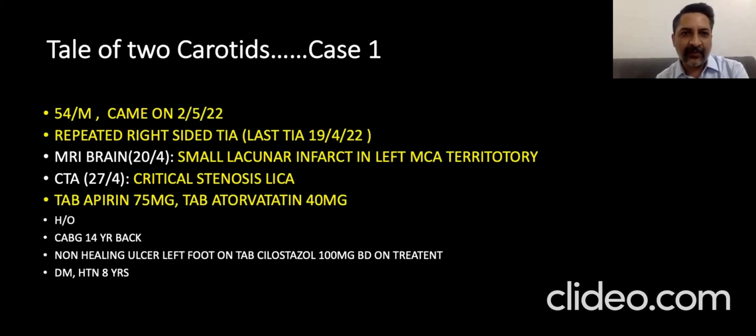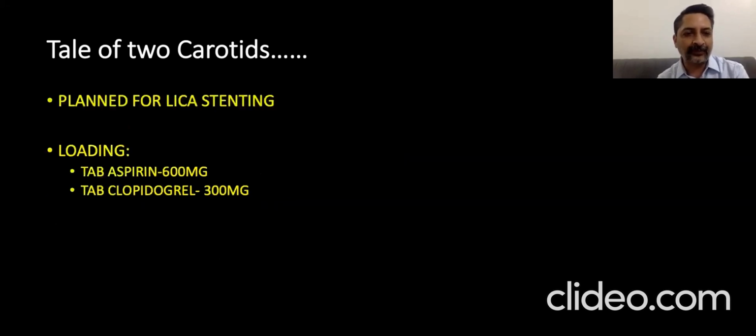The first case is a 54 male who was having a typical history of carotid stenosis, repeated TIAs, one of them showing a small infarct. Came for stenting, already evaluated outside, critical stenosis, and he already was on low dose aspirin. The previous history was that he had a CABG 14 years back, which means he was pretty young when he had a CABG, and he had a non-healing ulcer in the left foot. He was a diabetic and hypertensive as well.